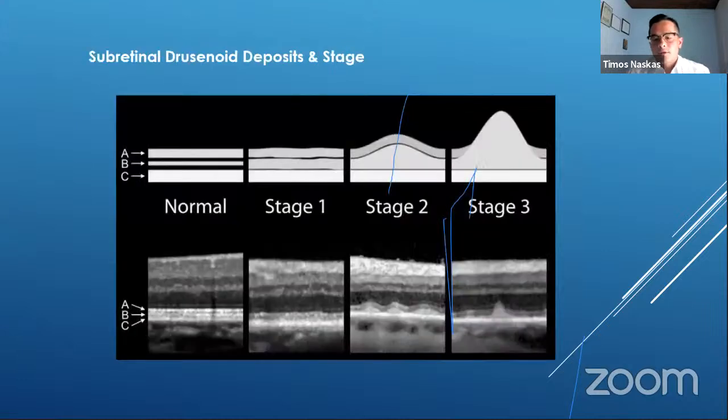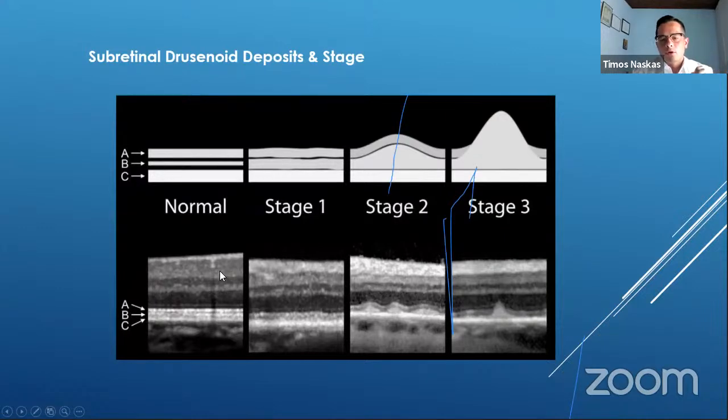Another thing was subretinal drusenoid deposits. In the top part of the image, where there's a graphical depiction, line A corresponds to the inner and outer segments of the photoreceptors. Line B corresponds to the interdigitation zone between the photoreceptor outer segments and the apical processes of the RPE. And line C would translate to the RPE layer. And there is a corresponding image of the OCT as well to better understand the anatomy.